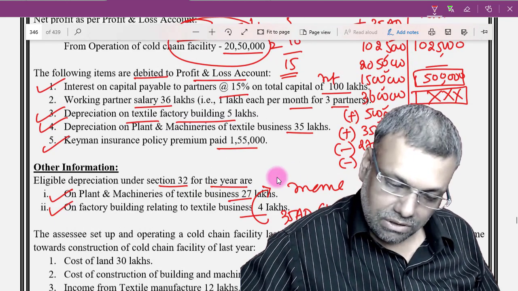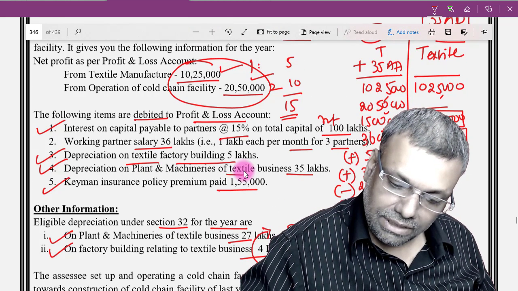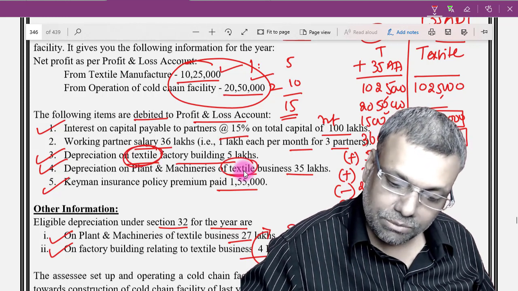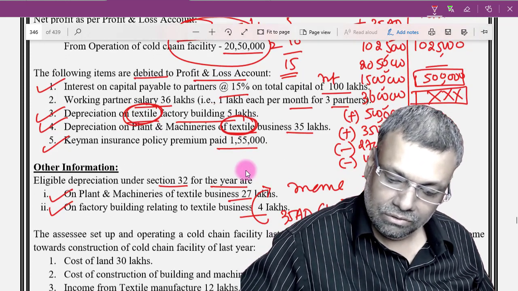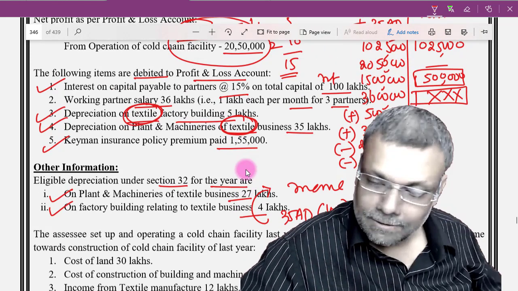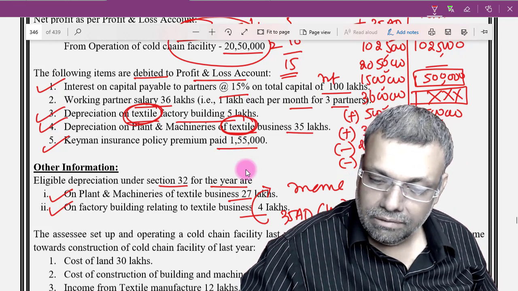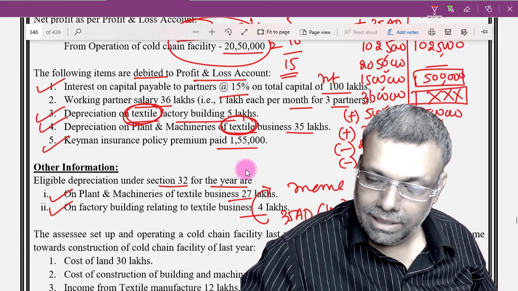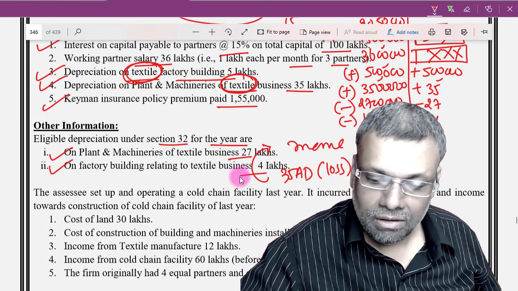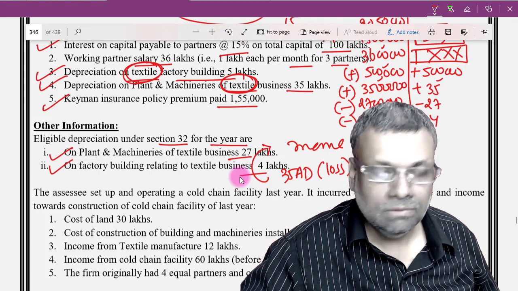However, when it comes to the textile, it was plant and machinery for the textile, depreciation on textile. So a clear adjustment was given for the textile. So for textile also I will repeat the same numbers. So plus 5 lakhs, plus 35, minus 27, minus 4. Same thing that I will do. Just take the total, 90 lakhs 75,000.